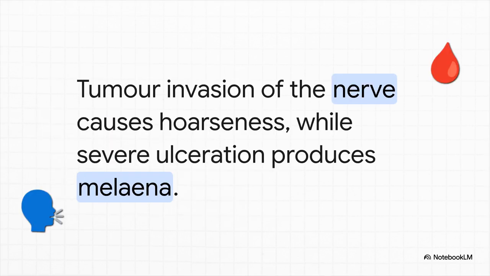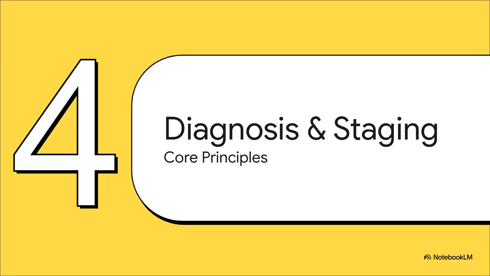Now, when local invasion happens, the clinical picture gets significantly worse. Hoarseness can occur, and that's usually when the tumor invades the left recurrent laryngeal nerve as it loops beneath the aortic arch. We also look for melena, or dark sticky feces, which happens through chronic tumor ulceration and slow upper GI bleeding. These specific signs are a massive red flag. They warn us that the tumor has spread beyond the esophagus, often indicating a higher stage and a much smaller window for curative surgery. Right, onto Section 4, Diagnosis and Staging Principles.